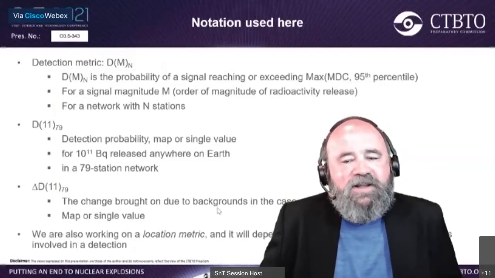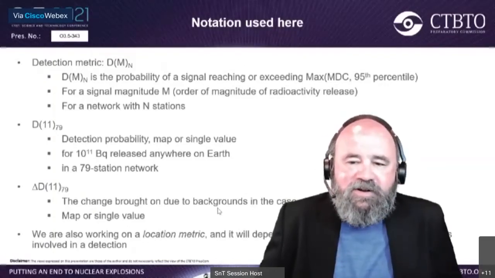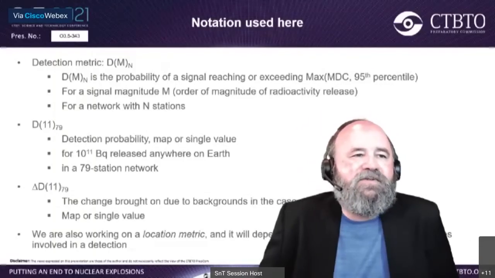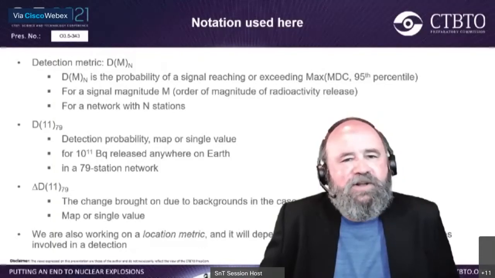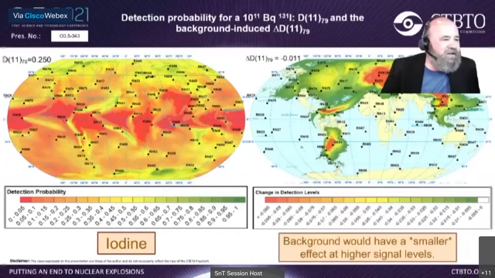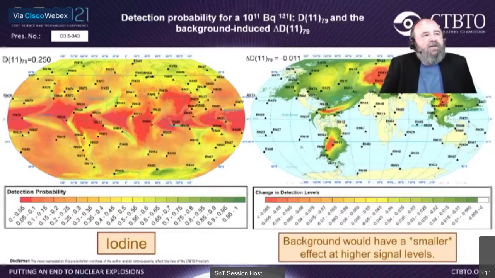We're working on a location metric, and it's going to depend on the location, the number of stations and the samples involved in the detection. So what we tell you about number of samples and stations is kind of a preview for what that's going to be. Let's get right to it. What we see here on the left is for a very small release, a 10 to the 11th Becquerel release of iodine-131, and the network coverage on the left is actually not that great, but it's a terribly small release. Now, why did we choose such a small release?